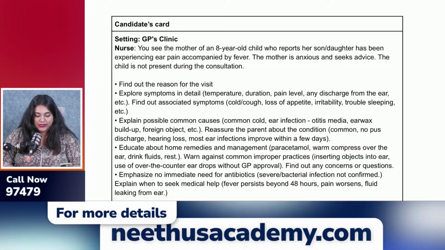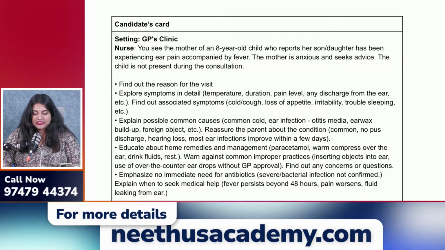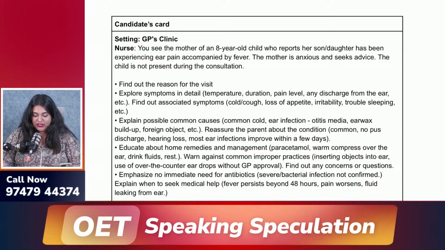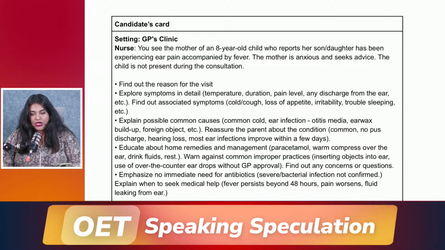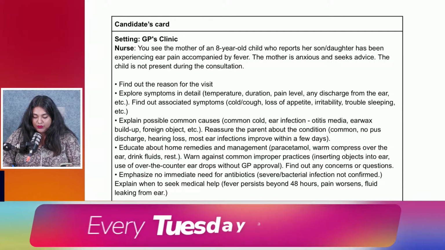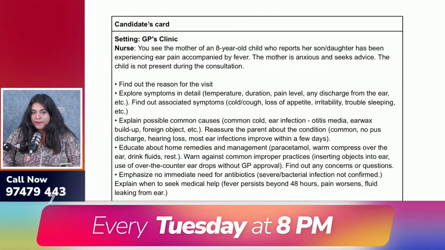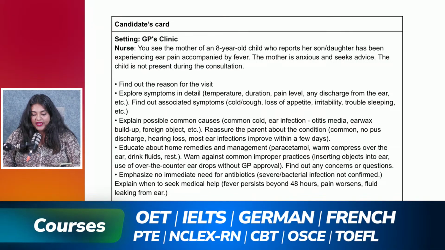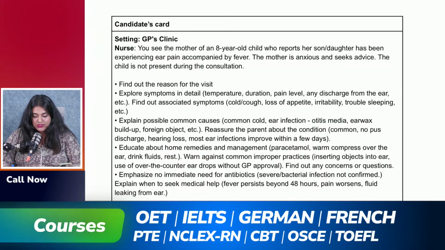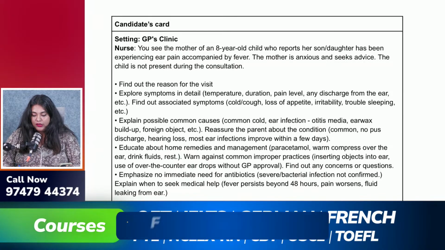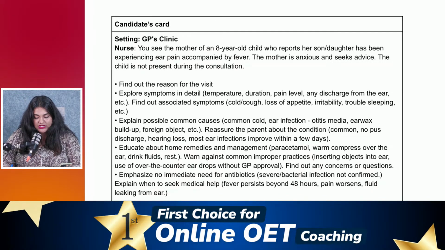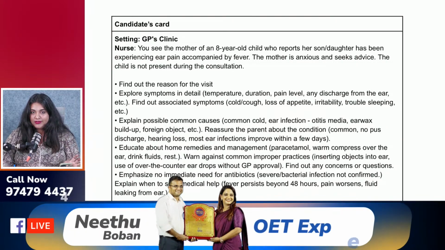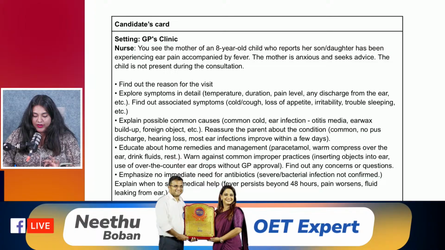The second task is explore symptoms in detail, which is an information gathering task. You have to ask questions about temperature, duration, pain level, any discharge from the ear. Find out associated symptoms, cold or cough, loss of appetite, irritability, trouble sleeping, etc. That task is entirely information gathering.